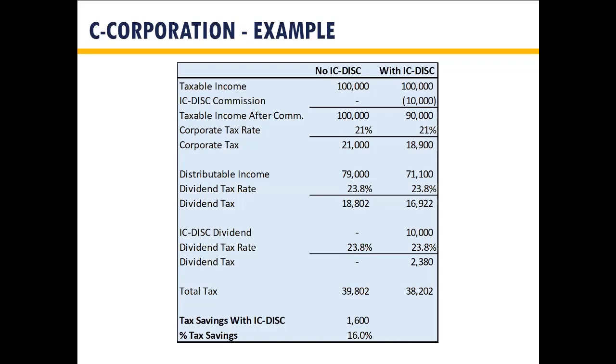Then the IC-DISC distributes the $10,000 commission out to the shareholder. Tax on that is $2,380. So our total tax with the IC-DISC in the structure is $38,202, $1,600 less than if we didn't have the IC-DISC. So we've saved $1,600 by adding the IC-DISC to our structure, which is 16% of the commission amount of $10,000.